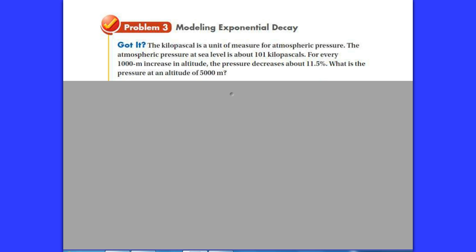a times b to the x, let me write that down here for you, that decay, if y equals a times b to the x, that means that 0 is less than b, which is less than 1. So b is in between 0 and 1. Here, that's the decay factor. So something is decreasing. So here's an example of that.